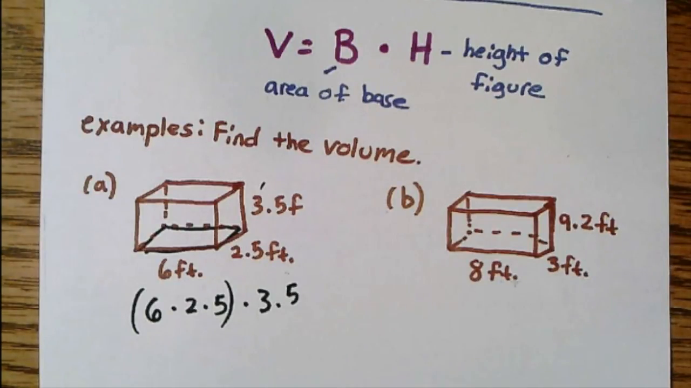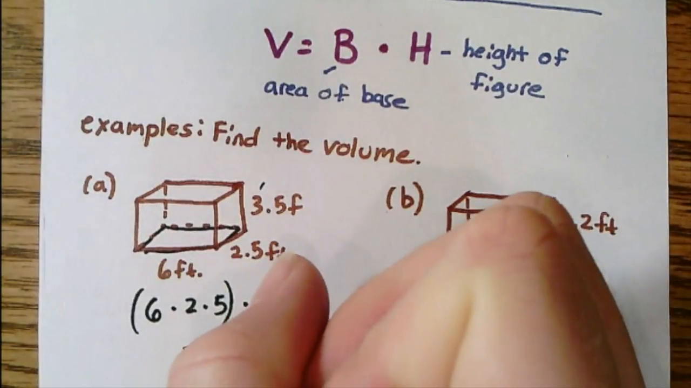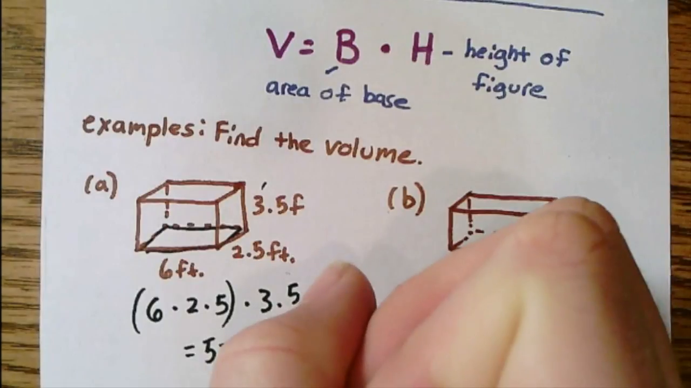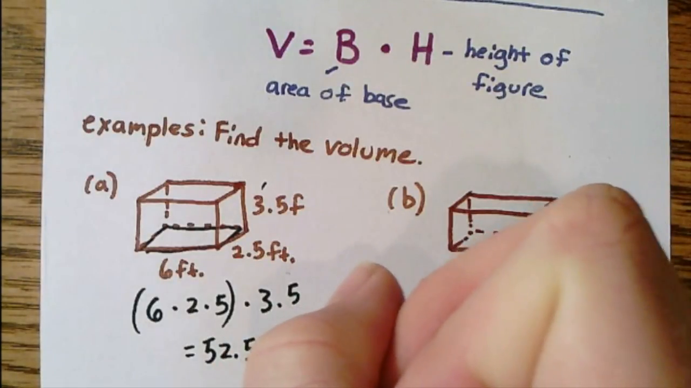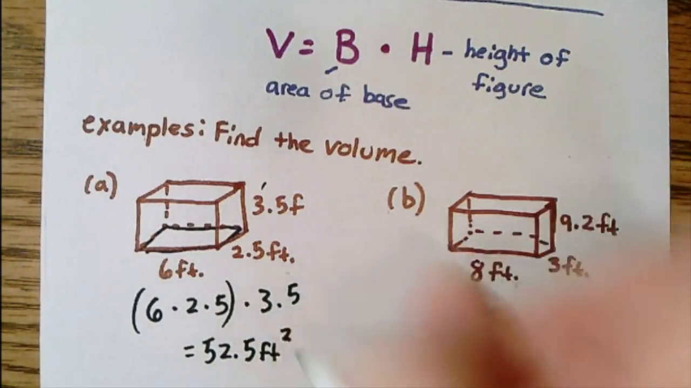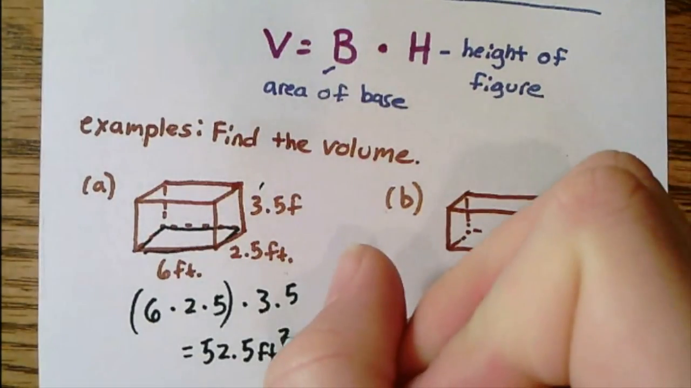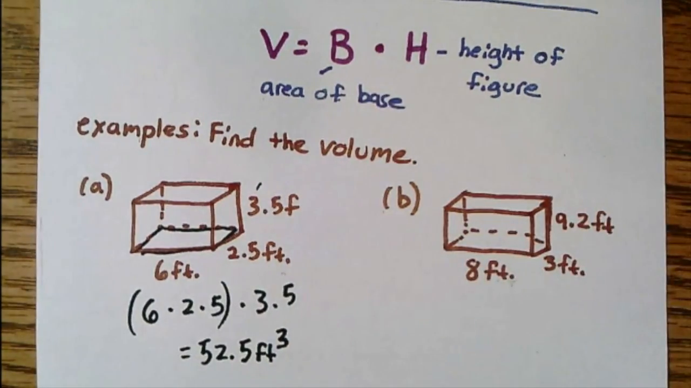2.5 times 3.5 equals 52.5 feet squared. Oh no, it's volume, so it's cubed. It's three-dimensional, so your answer is cubed.